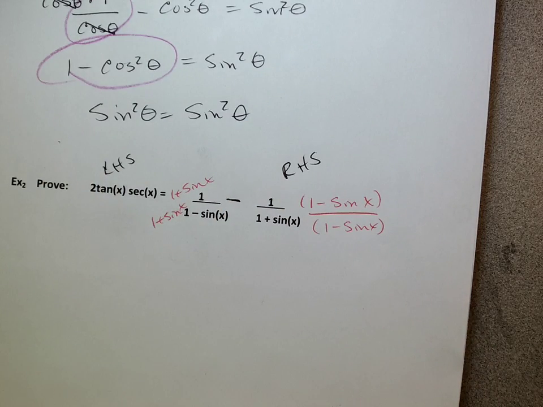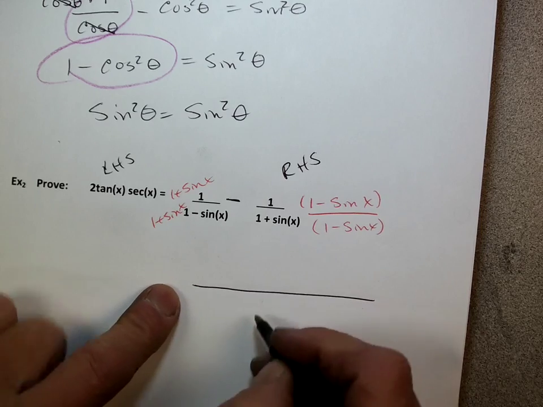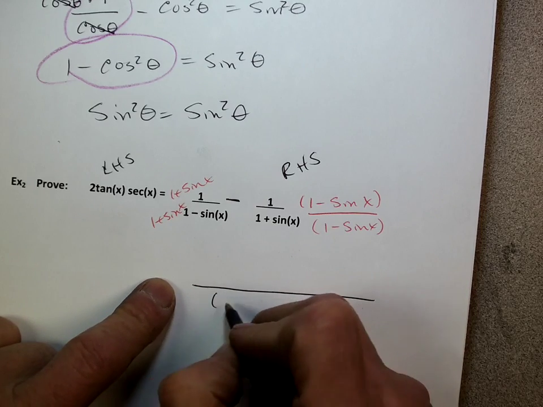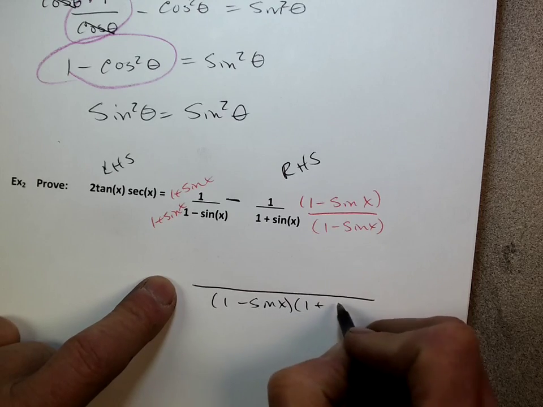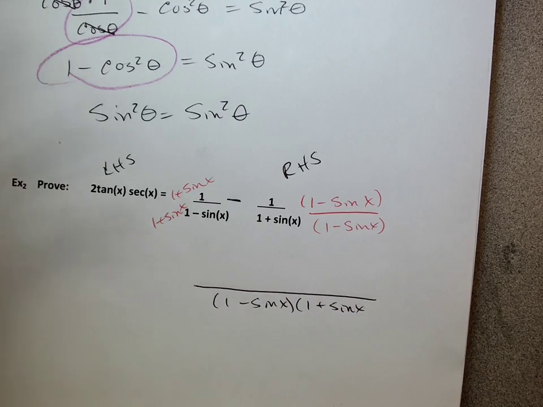Okay, so what is my common denominator? Let's just write that down. My common denominator really is a 1 minus a sine of x and a 1 plus a sine of x. Okay, we'll write that down. That is the denominator. We only write it down once.